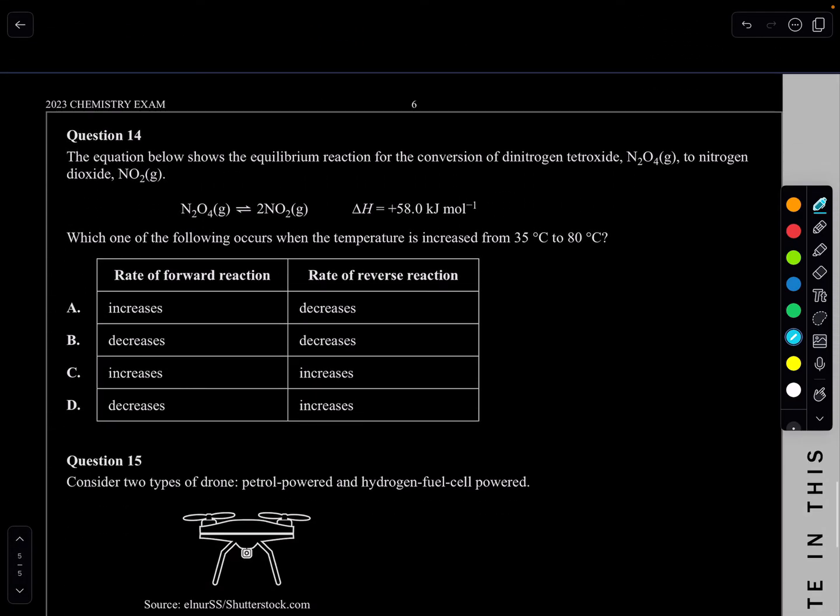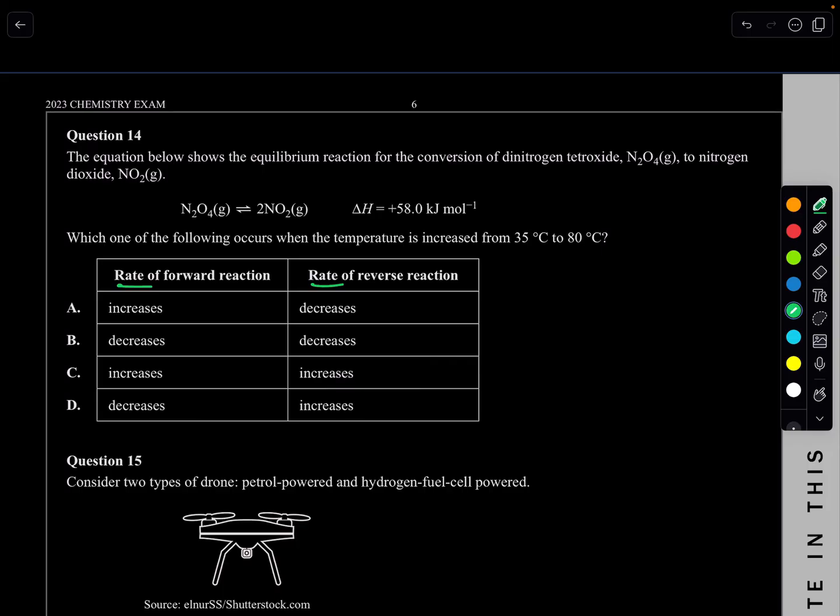Question 14. Let's have a try at this one. The equation below shows the equilibrium reaction for the conversion of dinitrogen tetroxide to nitrogen dioxide. All right, we can see that it's an endothermic reaction. Which of the following occurs when the temperature is increased from 35 to 80? So we're looking at the rate. Be careful, not equilibrium. So don't even look at Le Chatelier's principle, rate.